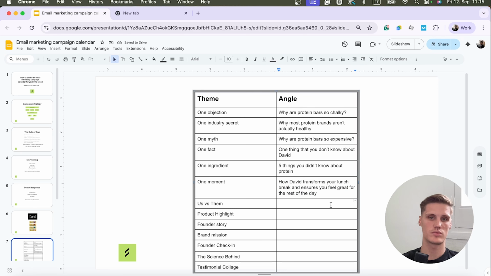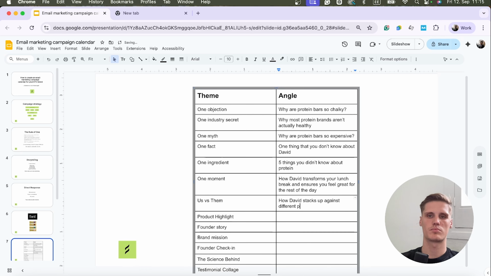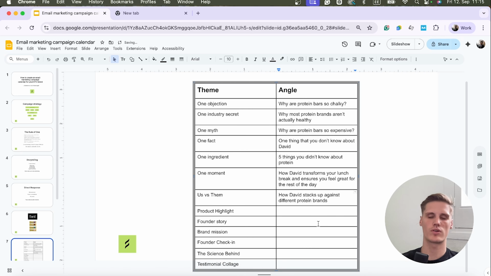Then us versus them. So this is simple, just how David stacks up against different protein brands. Are they more healthy? Are they more nutritious? How much protein do they have? You want to show them in a us versus them campaign, which is essentially your unique selling proposition. Product highlights. So you want to introduce one flavor. Founder story. So what inspired me to start David?